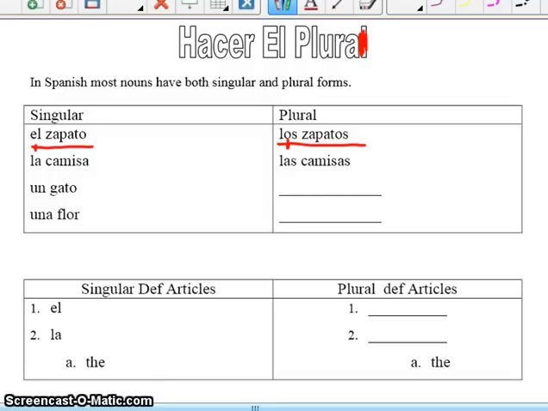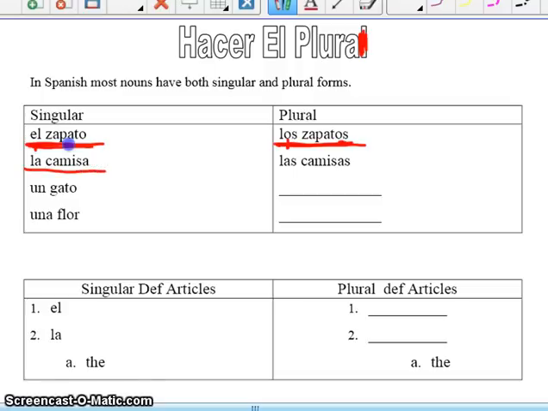Just want to start you off by looking at this word right here, el zapato. That says the shoe in Spanish. And if you notice, all we did was make it plural. We added an S to the word, and we changed el to los. I'm just giving you an overview of what the plural looks like in Spanish before I explain to you exactly what we do.